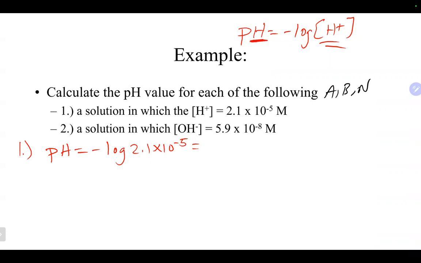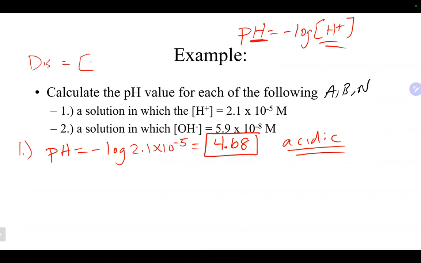And that would get us, once again, make sure you use your exponent button, 4.68. Any questions on that one there? That would then be acidic. And once again, to punch this in, if you have a display calculator, you should hit your negative button. You should hit the log button. And you should go 2.1, exponent button, negative, and 5.